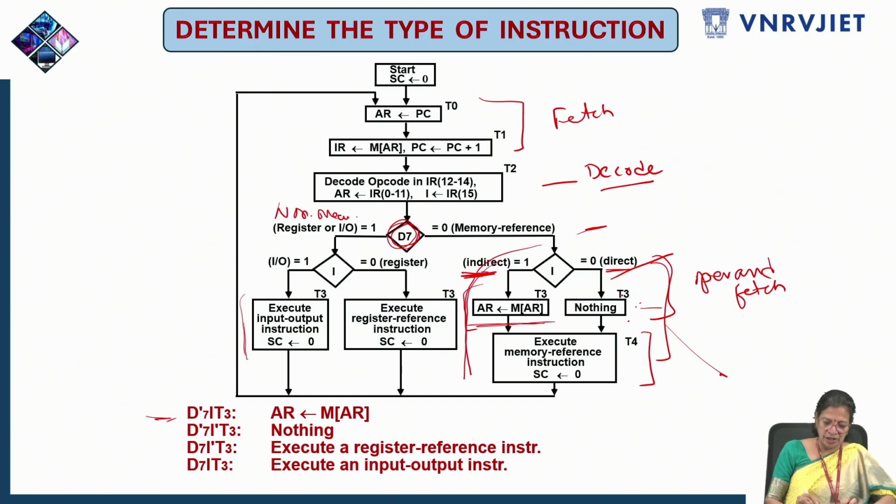And for executing a register reference instruction, D7 is 1, so we include that as a control signal, and I dash because I is 0 for register reference instructions. And it is directly I for execution of input output instructions. So these are the control signals for execution of memory reference direct and indirect, register reference, and input output instructions.